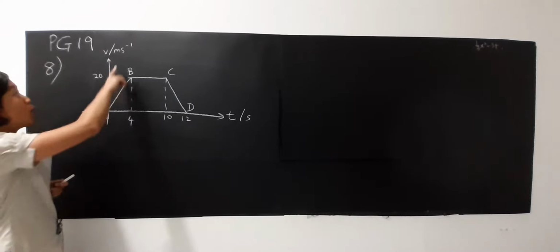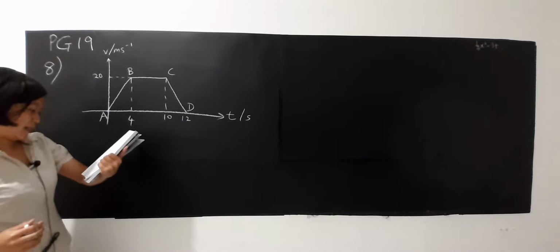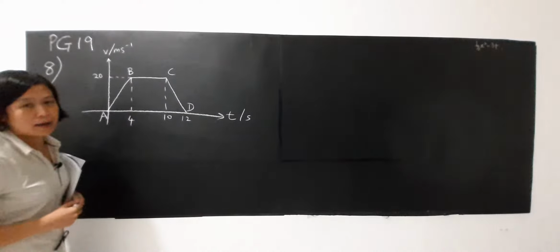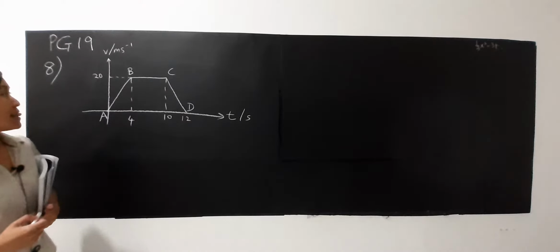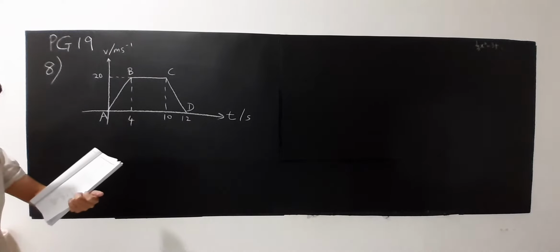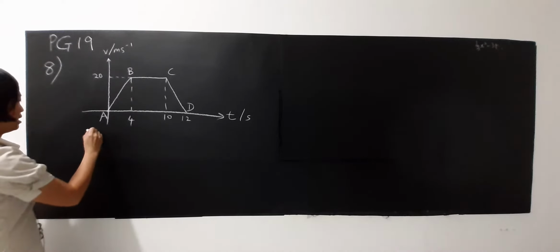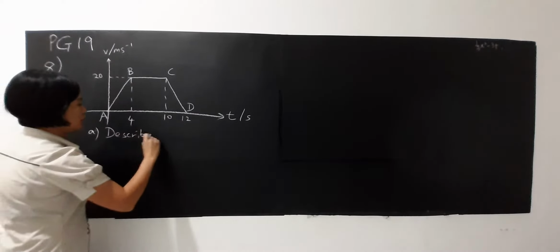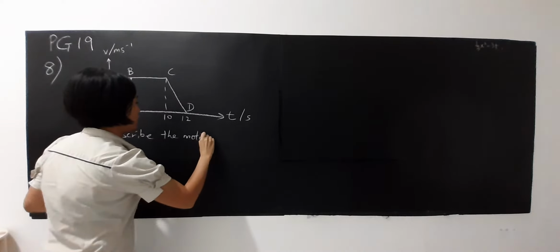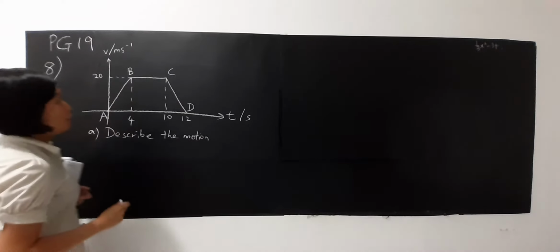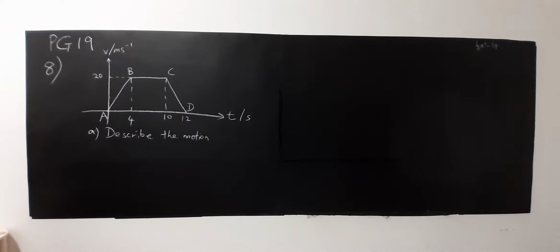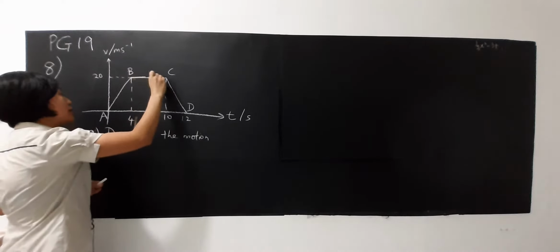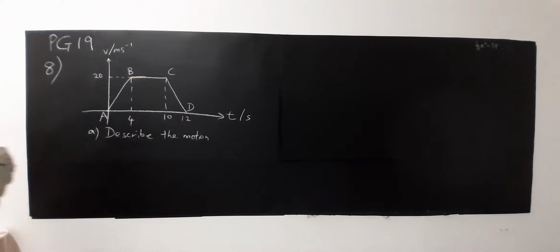If you look here, the y-axis is actually velocity, and the x-axis of our graph is time. What they want in the question is part A. They ask you to describe the motion of the object from where to where. Please use your highlighter pen to highlight the BC part. Okay, we have the BC part here. So this one is our BC part.